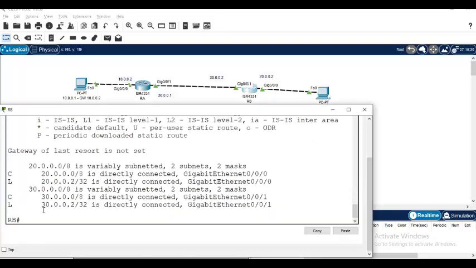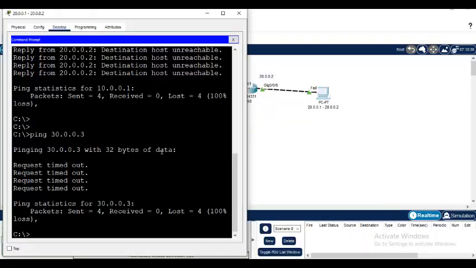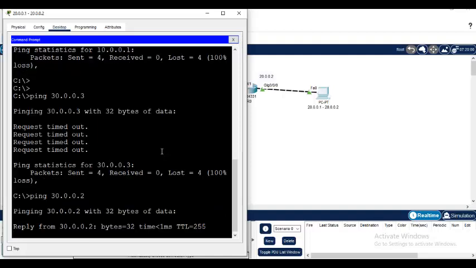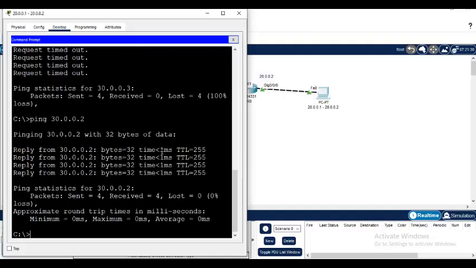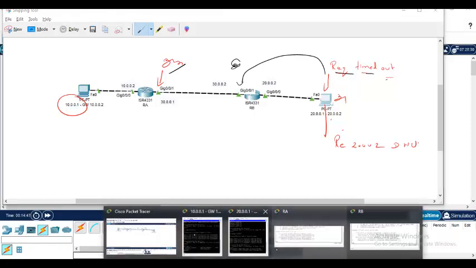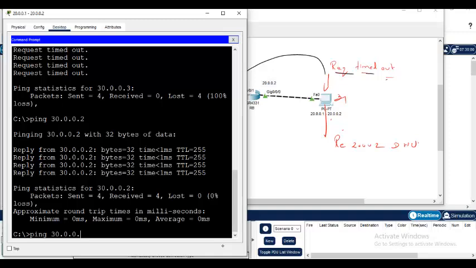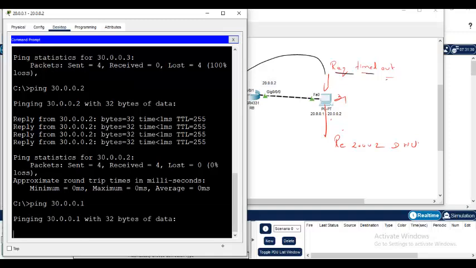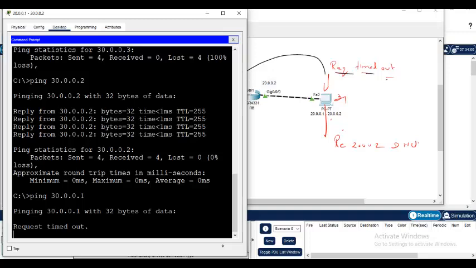Okay, 30002. See, I'm getting reply. 30002, I'm getting reply, but 30001, I will not get reply. I'll get request timed out. You want to see that? I'll show you. 30001. I'm not getting destination host unreachable. It knows the destination, but there is a problem for this ping to be successful. We are going to discuss that.